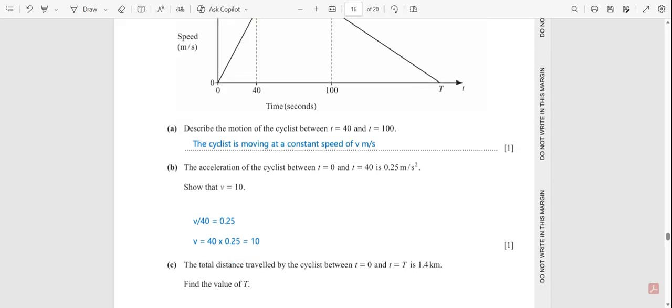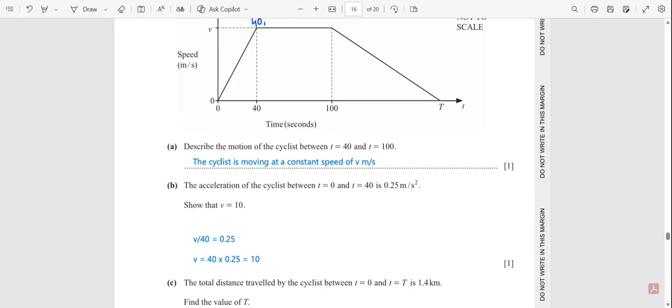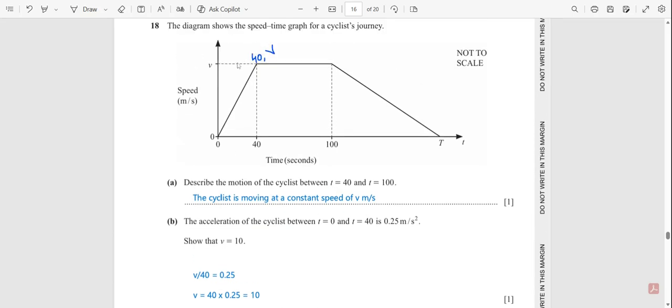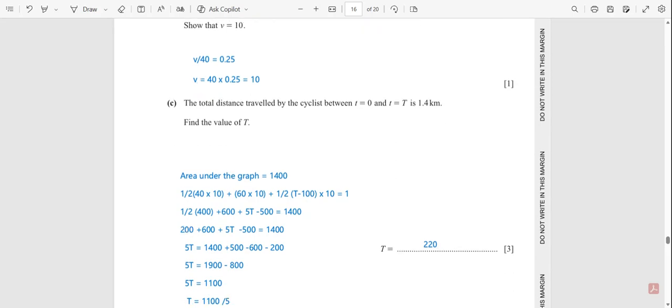The acceleration of the cyclist between t equals 0 and t equals 40 is 0.25 meters per second squared. Show that v equals 10. The gradient of this line is the acceleration. The rate of change of velocity is acceleration, so v over t is acceleration. Then v over 40 is 0.25. The gradient is (v minus 0) over (40 minus 0), or v over 40, which is 0.25. So v is 40 into 0.25, which is 10.